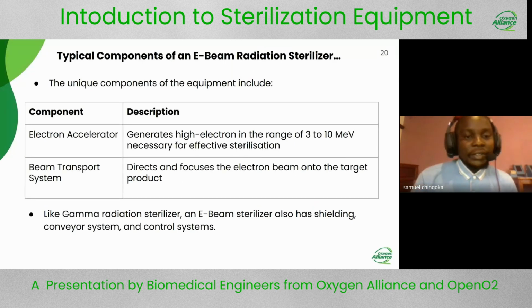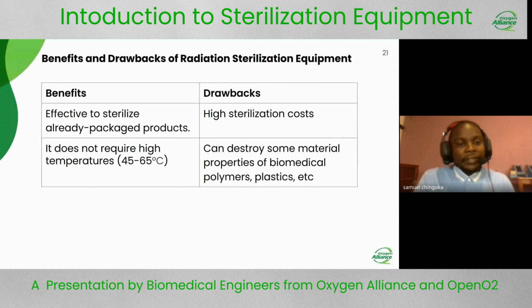So the typical components of an electron beam radiation sterilizer: we have the electron accelerator, as we have already looked into, that generates high energy electrons in the range of 3 to 10 mega electron volts. We have a beam transport system that directs and focuses the electron beam onto the target product. Like the gamma radiation sterilizer at a larger scale, we also have the shielding, the conveyor system, and the control systems. So what are the benefits and drawbacks of radiation sterilization equipment?